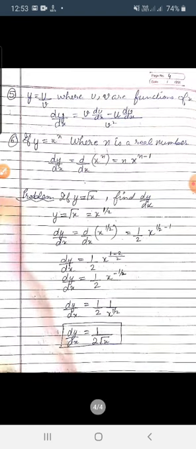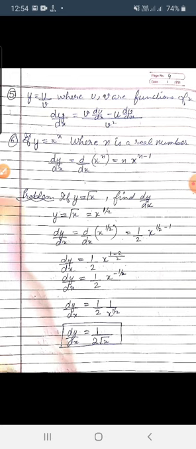Next, y is equal to u upon v. Now the division property: dy by dx is equal to v du by dx minus u dv by dx, upon v square. Another theorem is if y is equal to x to the power n, where n is a real number, then dy by dx is equal to n x to the power n minus 1.